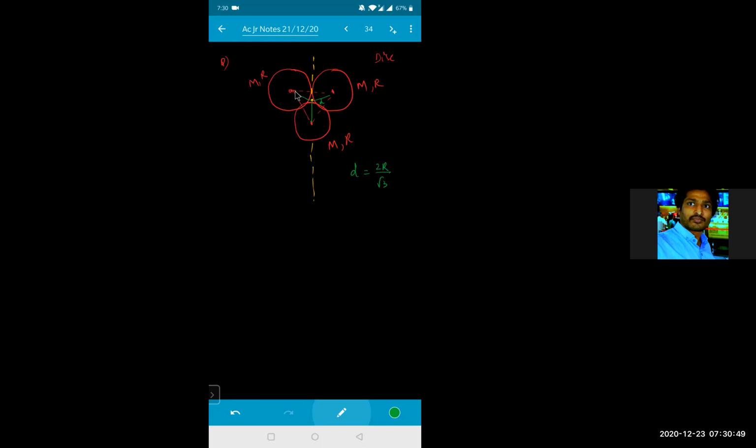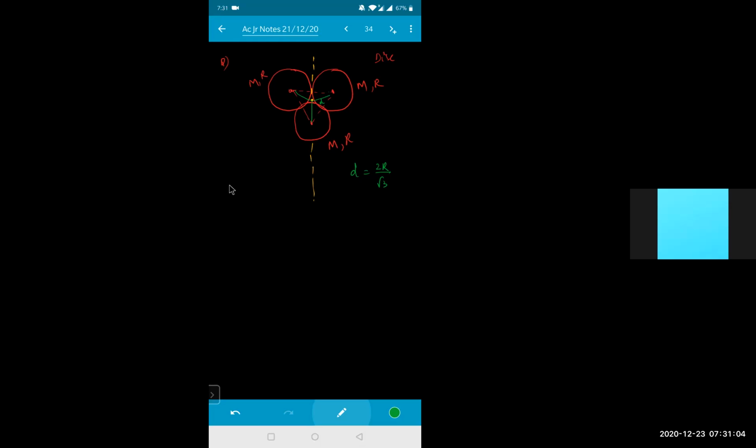Why? Because this is r, this is r, so this total distance is 2r. This one is also 2r, this one is also 2r. All of them are 2r, isn't it? It is an equilateral triangle, so the total angle 60 will become 30 for this one. So you can easily calculate the distance right now, isn't it?